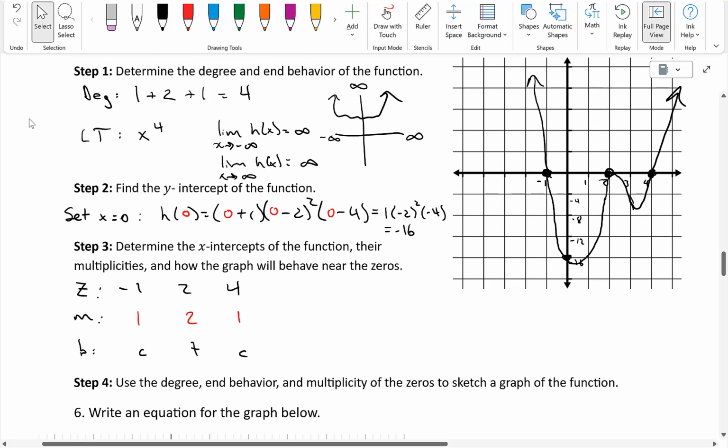And that was step 4. We used the degree, end behavior, and multiplicity of the zeros to sketch the graph of the function. So we knew both ends were up, we knew we crossed at negative 1 and 4, and we knew we just touched at 2.